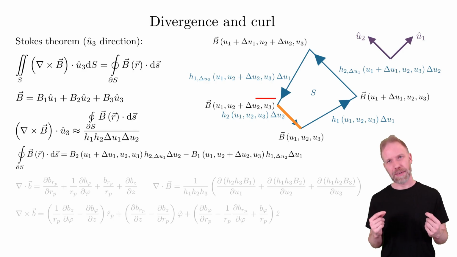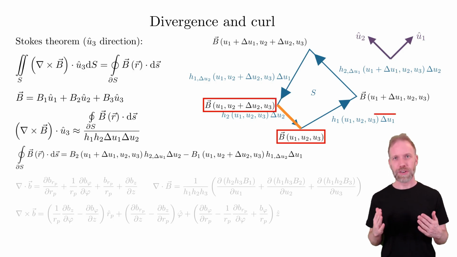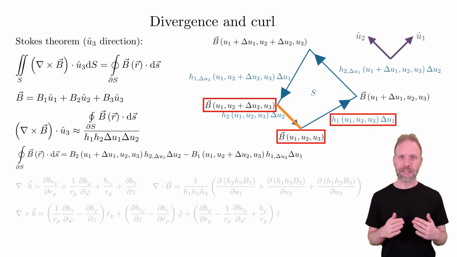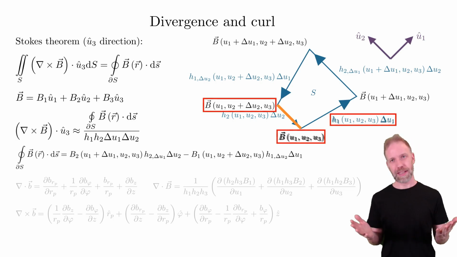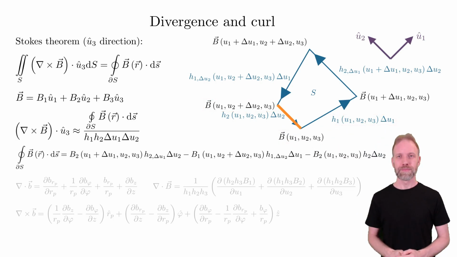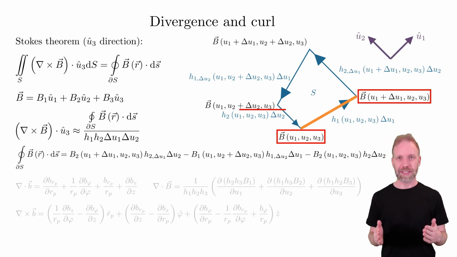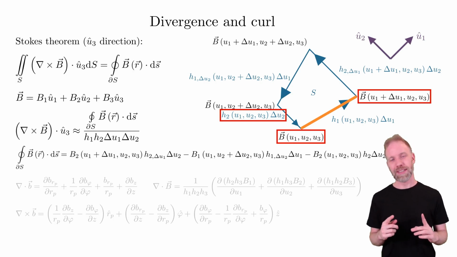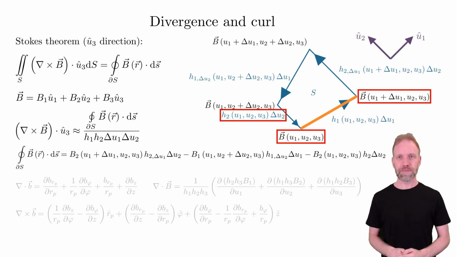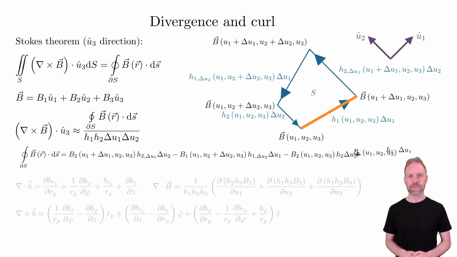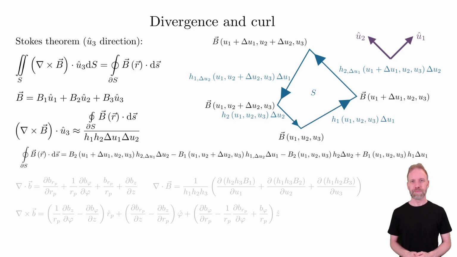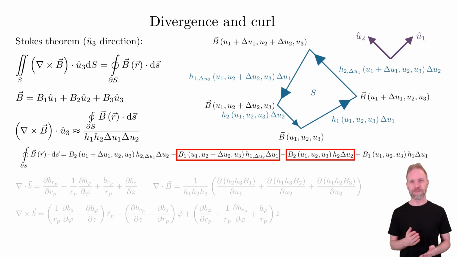Continue with the next segment, which is the negative u2 direction. Hence we get minus u2 component of b times the length. Finally, the last segment, which is in a positive u1 direction. Insert b1 times the length. Let these two swap places.